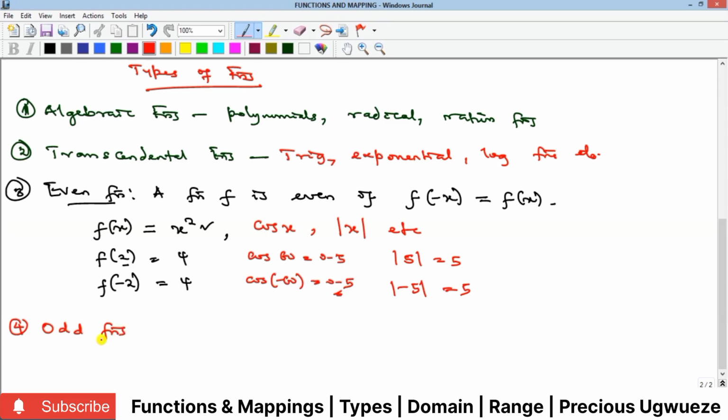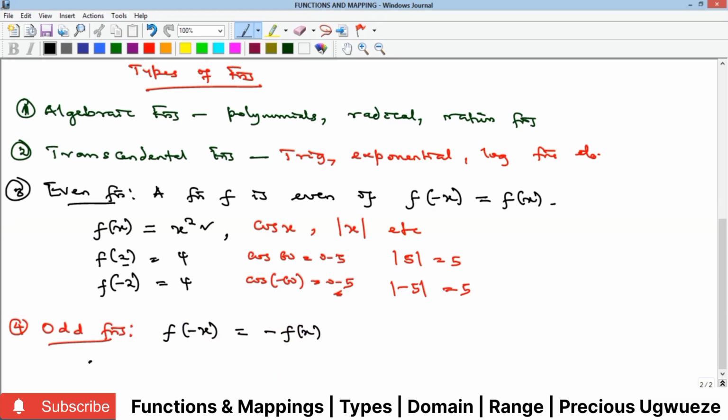These ones are called odd functions. And what are odd functions? Odd functions are functions that when you have f of minus x, it will give you minus f of x. So this one does not change negative to positive value.